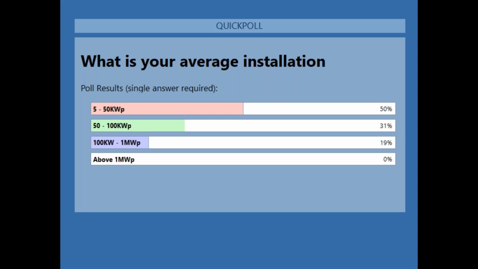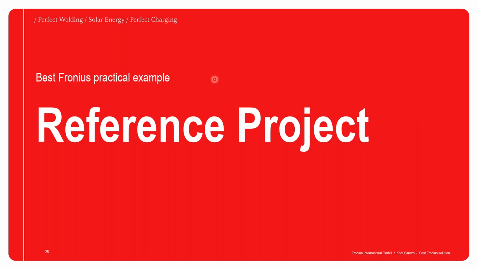But that does not mean that we do not appreciate those guys who are doing even smaller systems. At Fronius, we focus a lot even on smaller rooftop systems, and we're giving a lot of focus on that by giving you smaller rated inverters, even starting from 1.5 kilowatts. So even for bigger systems, this is quite okay. And thank you so much for giving us your feedback on that.